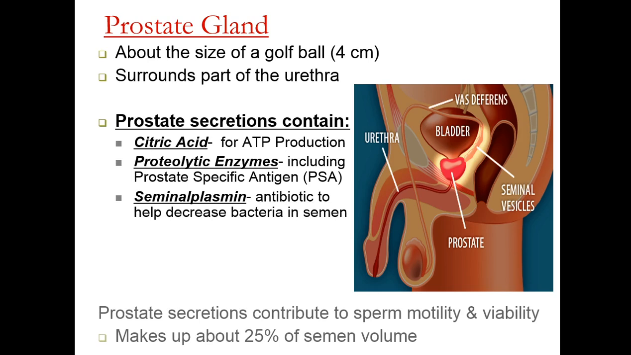The prostate gland is about the size of a golf ball. It surrounds part of the urethra. We get some prostatic secretions that are going to get added into our semen. So we get citric acid, which we could use for ATP production, proteolytic enzymes, specifically PSA, or the prostate-specific antigen, and that's one thing that they measure for prostate cancer. They check the PSA levels. And then we have seminal plasmin, which is just an antibiotic to help decrease bacteria in the semen.